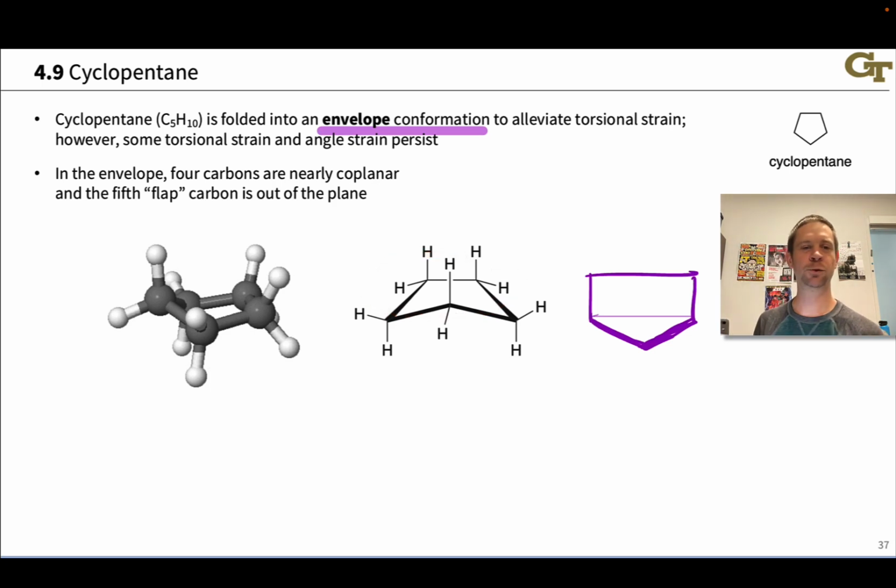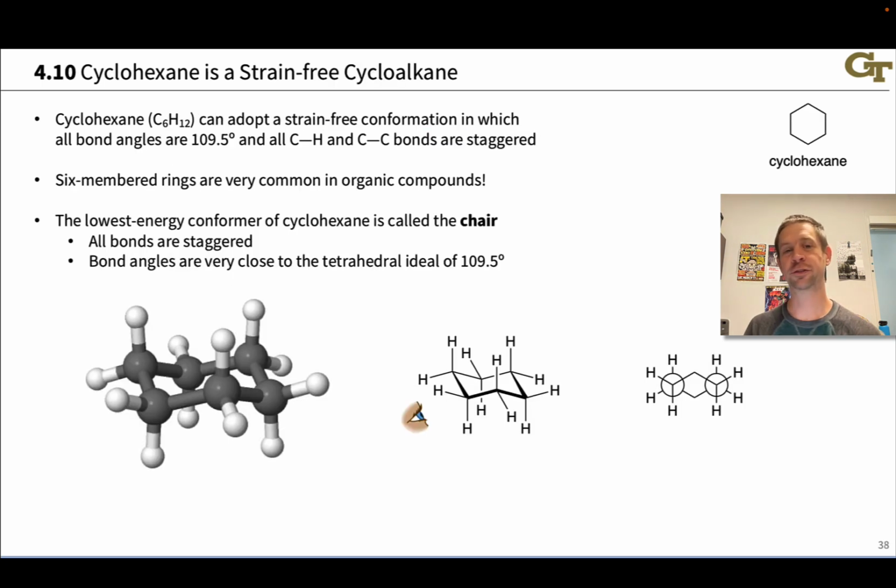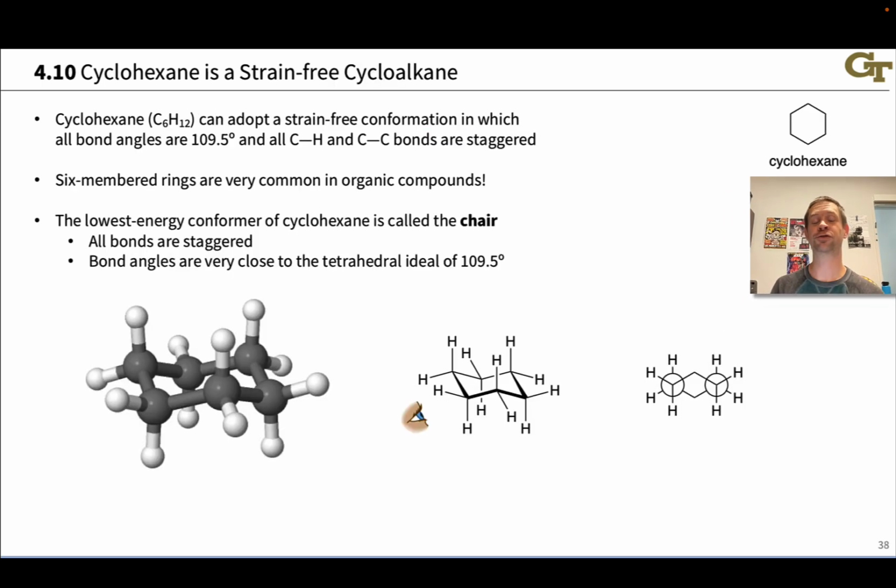So cyclopentane, we have the envelope conformation, and this is still not quite strain-free. We've got some eclipsing interactions. For example, here we can see some pretty significant eclipsing interactions at the bottom, so to speak, of the envelope. So cyclopentane even still has some problems. Finally, when we get to 6 carbons, we reach the strain-free cyclohexane.